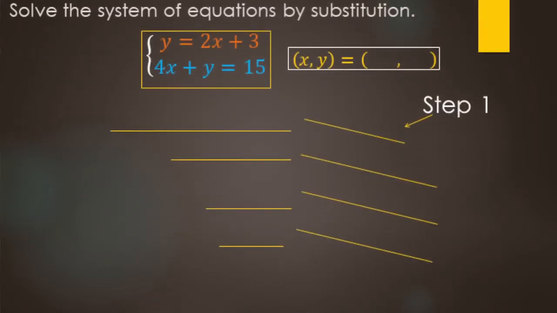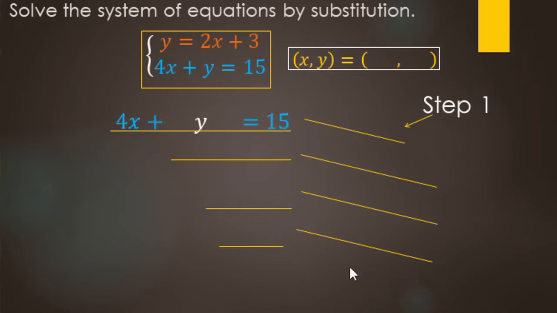So let's solve this system of equations by substitution, and that's where we're going to replace a variable with an equivalent expression. We're going to replace a variable with what it's equal to. So here we go. Looking at the red equation, what does y equal? It equals 2x plus 3. It says so right here. So again, in your brain, what does y equal? Well, it's 2x plus 3.